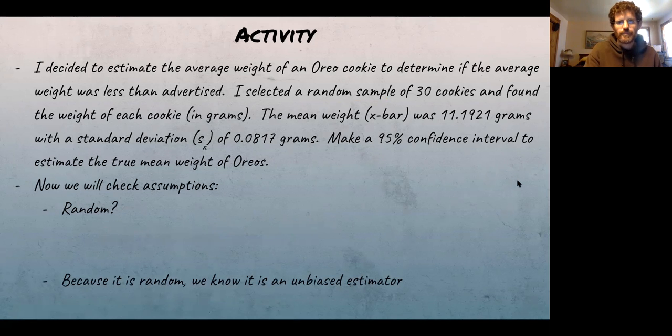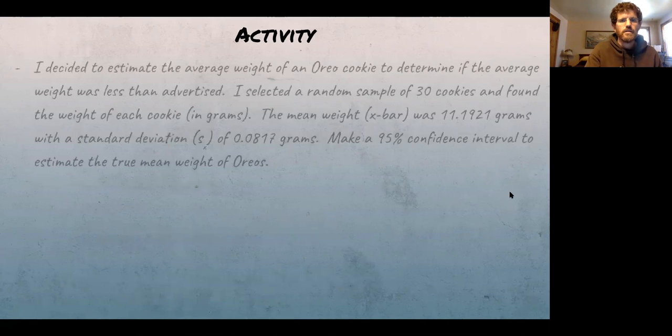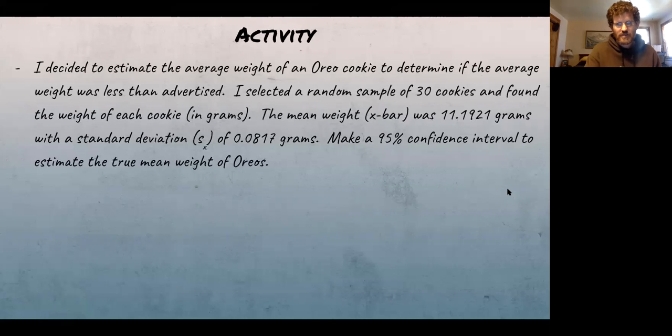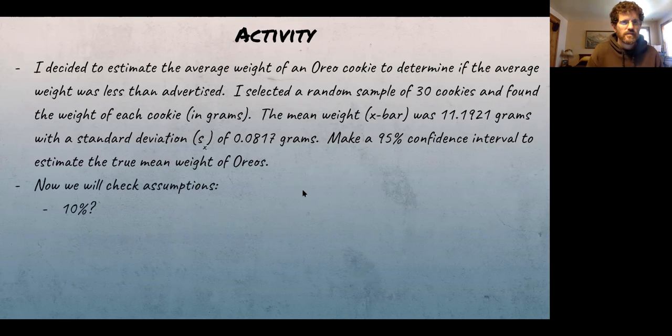All right. Now, when I say we can do workarounds for those other things, that's if you continue in statistics at the collegiate level, not in this class. Okay, I decided to estimate the average. Oh, I already read that. Sorry. The next assumption is 10%. All right. Did we meet the 10% condition?